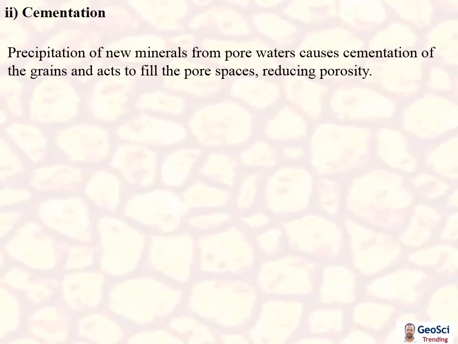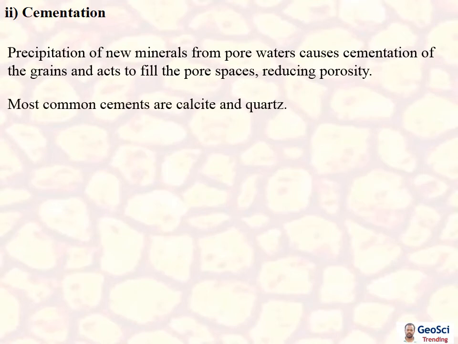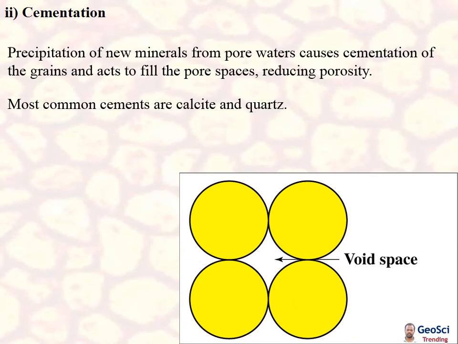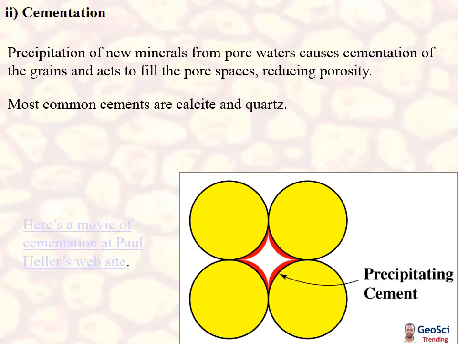Cementation, the precipitation of new mineral from pore water, causes the cementation of grains and acts to fill pore space, which will reduce porosity. The most common cements are calcite and quartz. Now look at this figure. There is a void space, and precipitating cement will reduce porosity.